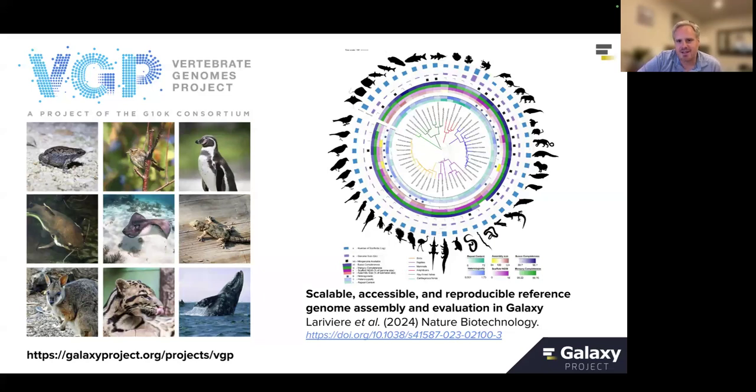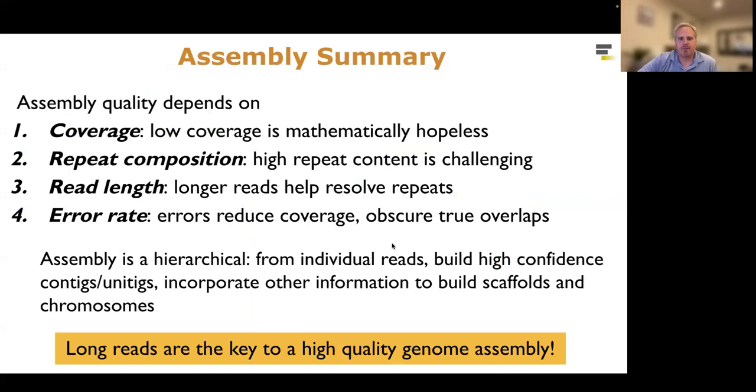We've applied this to dozens of species. In the paper, we applied it to more than 50 species. But in partnership with the VGP, we've applied this exact workflow to now hundreds of different species, giving excellent results every time. So it's highly recommended for any projects. And we'll tell you all about the requirements for the pipeline and how to run it in the tutorials following this little presentation. So the assembly process is highly hierarchical.